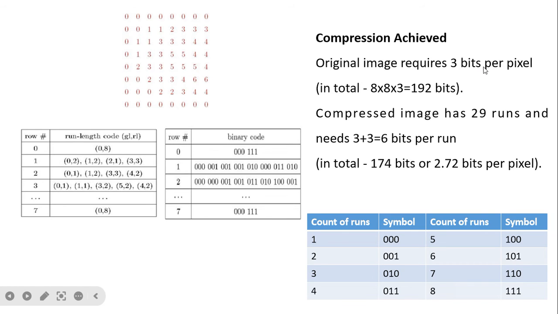The original image requires 3 bits per pixel, that is 192 bits in total. In the compressed image, there are 29 runs, and for each run we require 3 plus 3, that is 6 bits: the first 3 bits store the pixel value, and the next 3 bits store how many times it is repeated. So 6 bits per run are required. The total size after compression is only 174 bits. So by reducing the interpixel redundancy, we again get compression.